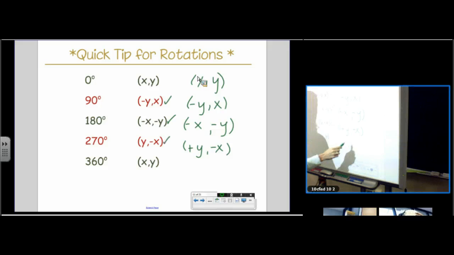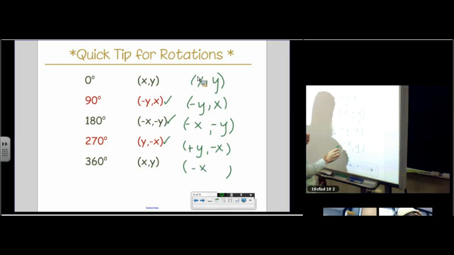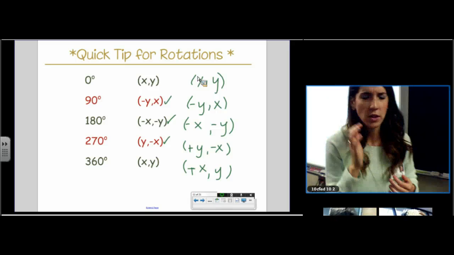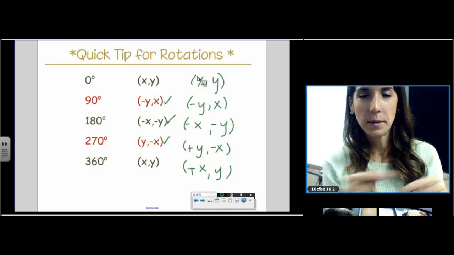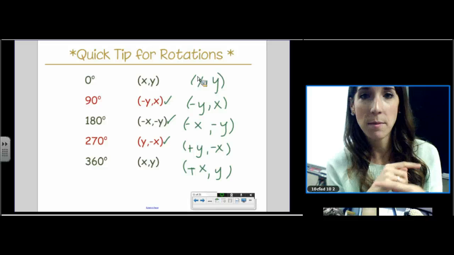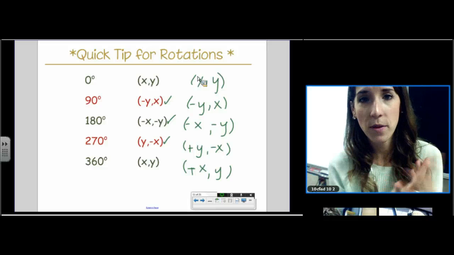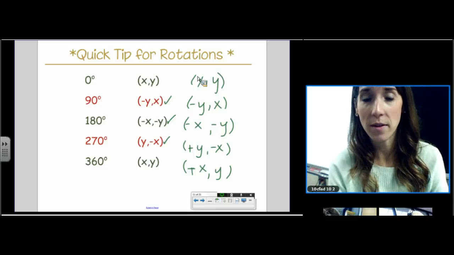Oh, that matches. And then if we go 360, we should be back to where we started. Switch places and make the first one negative, which makes it positive. So if you can just remember that, switch and make the first one negative, then you can come up with all the rules on your own, starting with x, y.